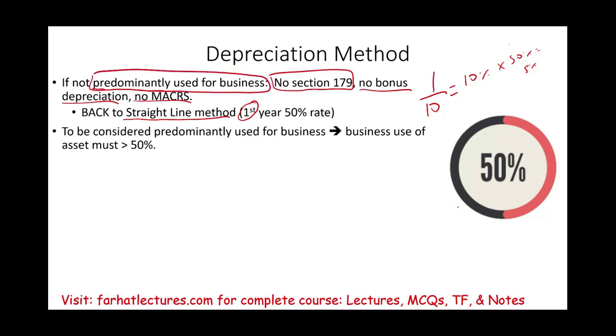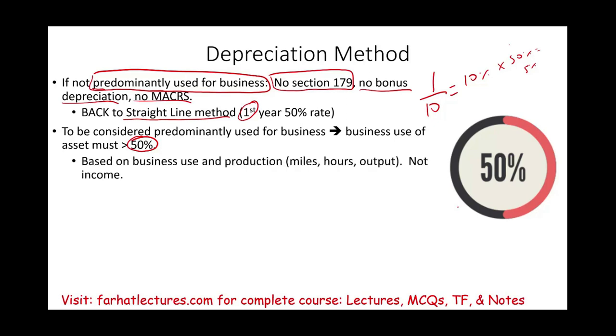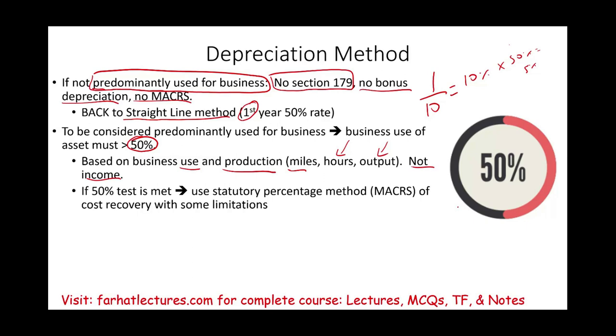For something to be considered used for business, the business use of this asset has to be more than 50%. Now, how do we measure this 50%? Based on business use and production. So if we're using and producing more than 50%, and we can count this, maybe a car through mileage, an asset through its hours, how many hours we're spending on it, or some sort of output, we don't include the income in this test. So we don't say, well, it's generating more than 50% of our income. No, it's business use and production. So if the 50% test is met, it means we are using this asset more than 50% of the time for business.